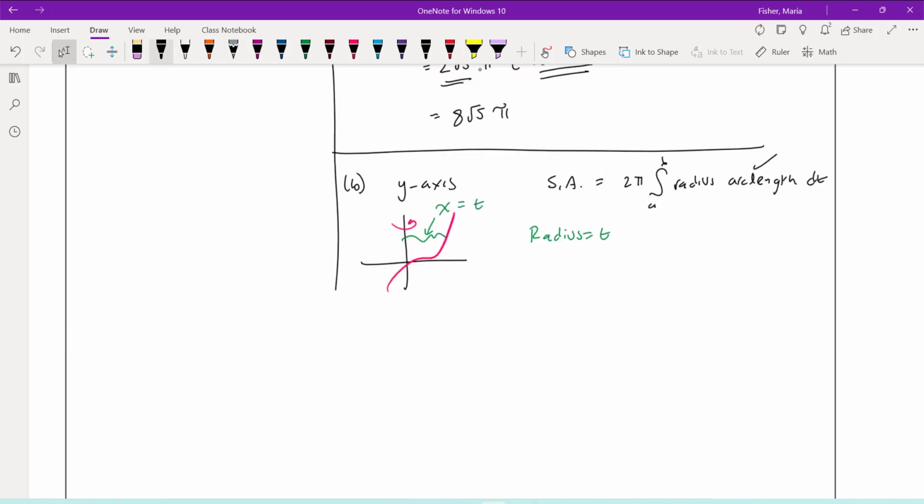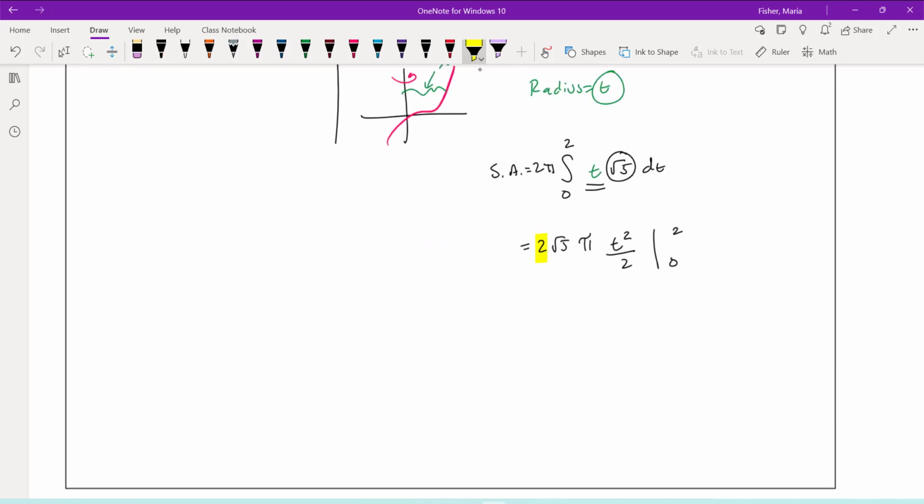Putting it into our formula, surface area is going to equal 2 pi times the integral. Those limits of integration are still from 0 to 2. The radius in this case, again, is just t. Your arc length was the square root of 5, and then dt. Square root of 5 is still a constant multiplier. Let's pull that out of the integral. So we have 2 square roots of 5 pi, and then if I integrate t, I get t squared over 2, and then that gets evaluated from 0 to 2.